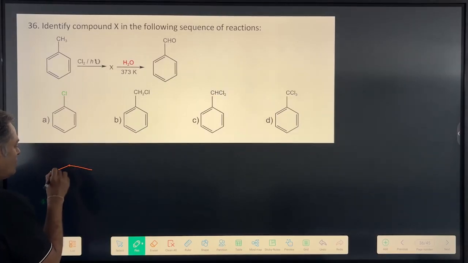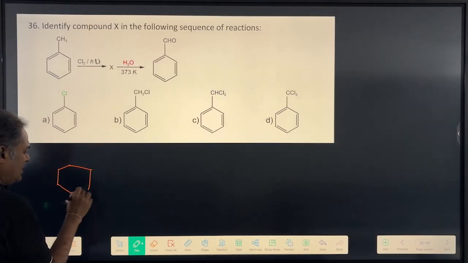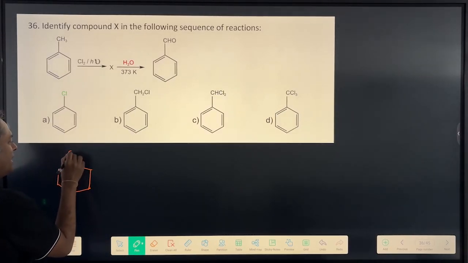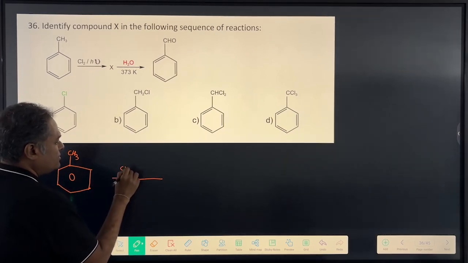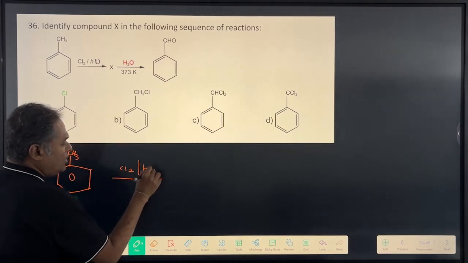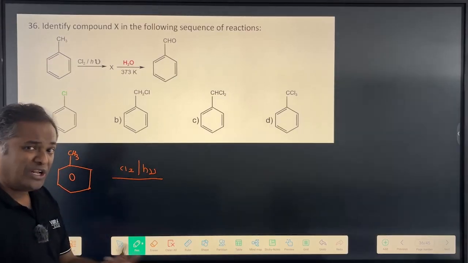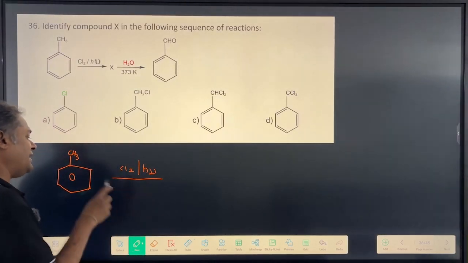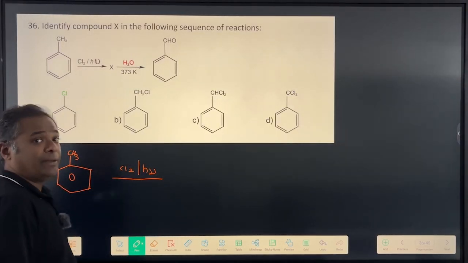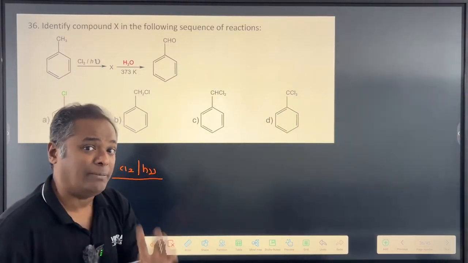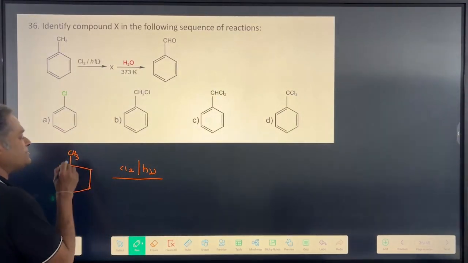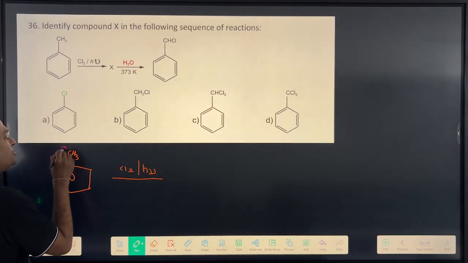Suppose I have a toluene unit, with CH3 attached. Now it has been treated with chlorine in presence of light. Child, you know that chlorination can take place in 2 ways: one, on the ring, and second, on the side chain. Whenever light or high temperature is given, the reaction takes place on the side chain part.